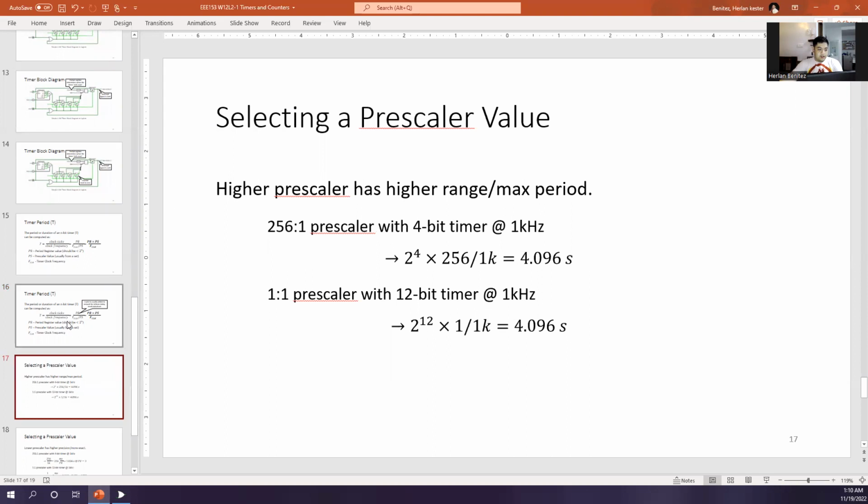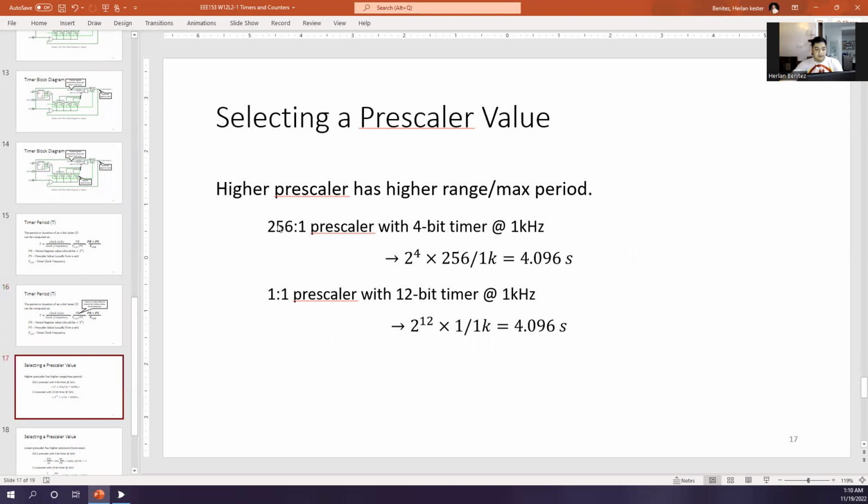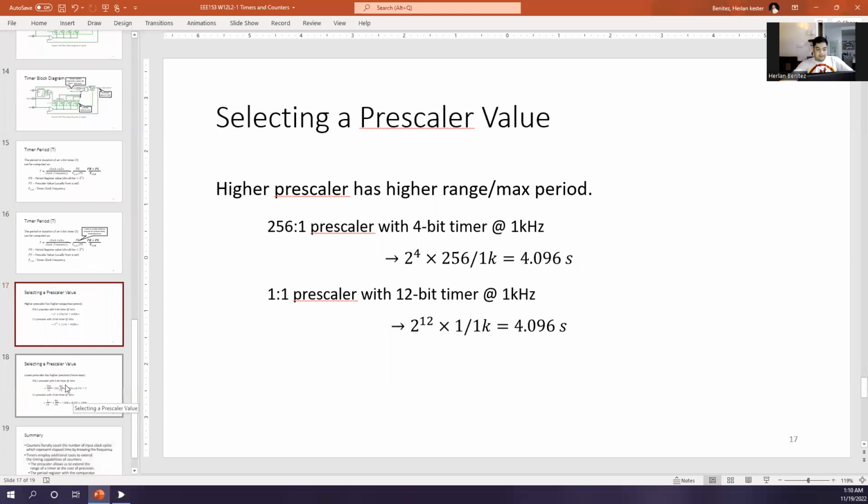So, okay. So, technically, if meron tayong iba't ibang prescaler values, pwede rin tayong magkaroon ng iba't ibang period register values and mag-result doon sa same na duration. For example, if meron akong 256 to 1 na prescaler and a 4-bit timer, pag yung buong 4 bits ginamit ko, makukuha ko is 4.096 seconds. Pag 1:1 na prescaler pero 12 bits yung timer, ayun din, makakuha din akong 4.096 seconds.